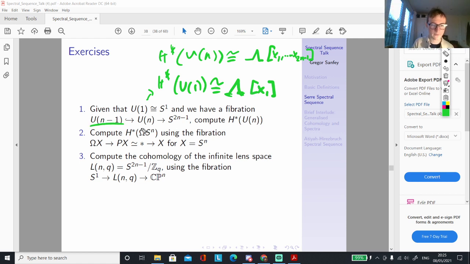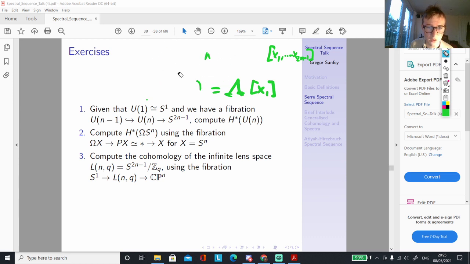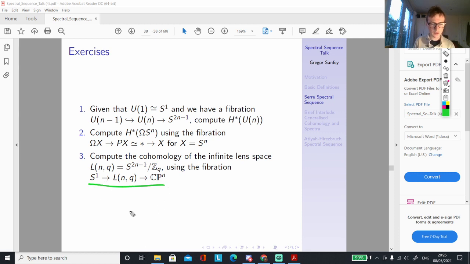And of course you assume it for this, and therefore you know the cohomology of this one by induction, and you know the cohomology of this one just because it's very simple under cohomology, and then you can try and get this one. The second one is to compute the cohomology ring of the loop space of the n-sphere using the path space fibration. And the third one, something that we were talking about in #physics a couple of days ago, is the lens space. Using this fibration here, you can compute the cohomology of the lens space too, because again we know this one and we know this one.